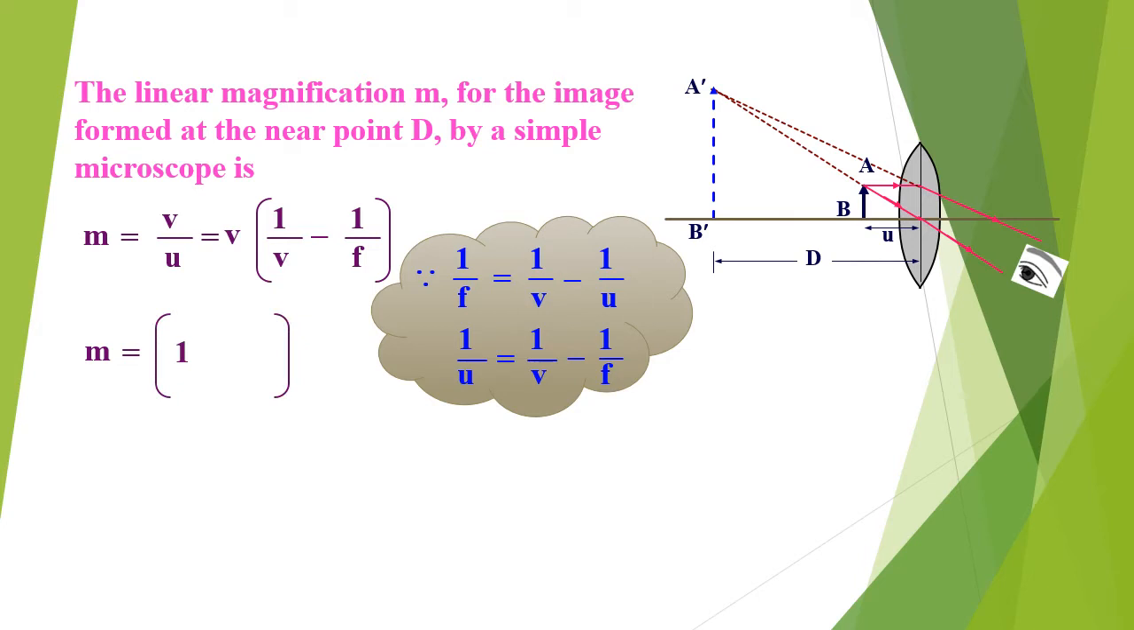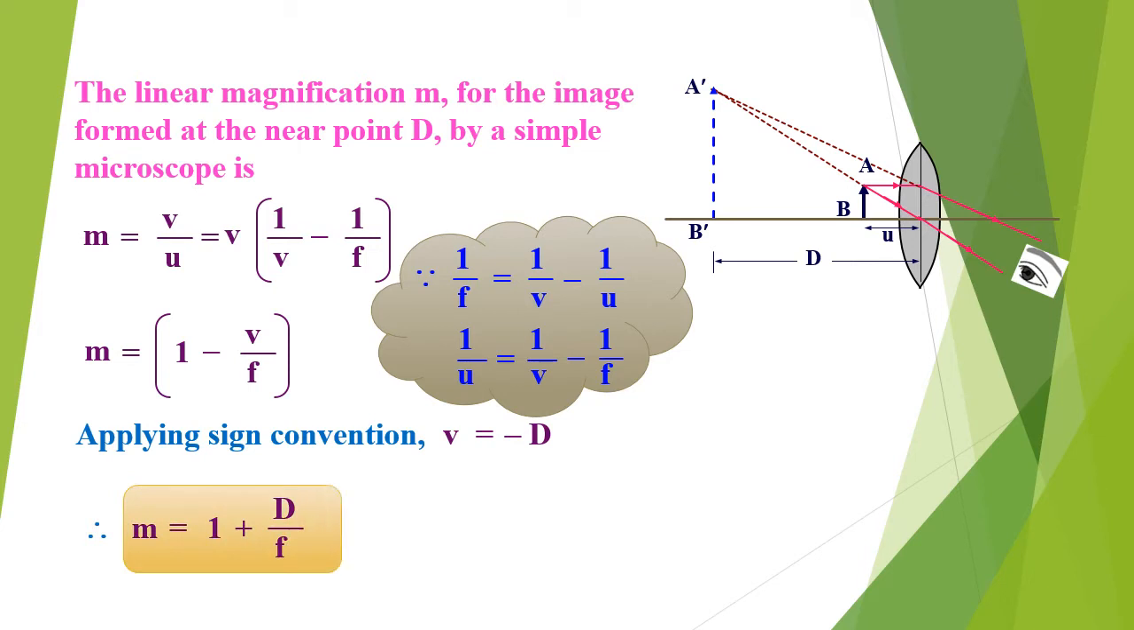Now magnification we can find here by taking this 1 minus v by f, by multiplying v on both sides. Applying sign conventions, the v value is nothing but minus d distance, because it is the near point distance or least distance of distinct vision, and f is here capital F. So minus of d is taken as the value of v. 1 minus of minus d divided by f will become 1 plus d by f, where f is the focal length, and d is the near point or least distance of distinct vision.